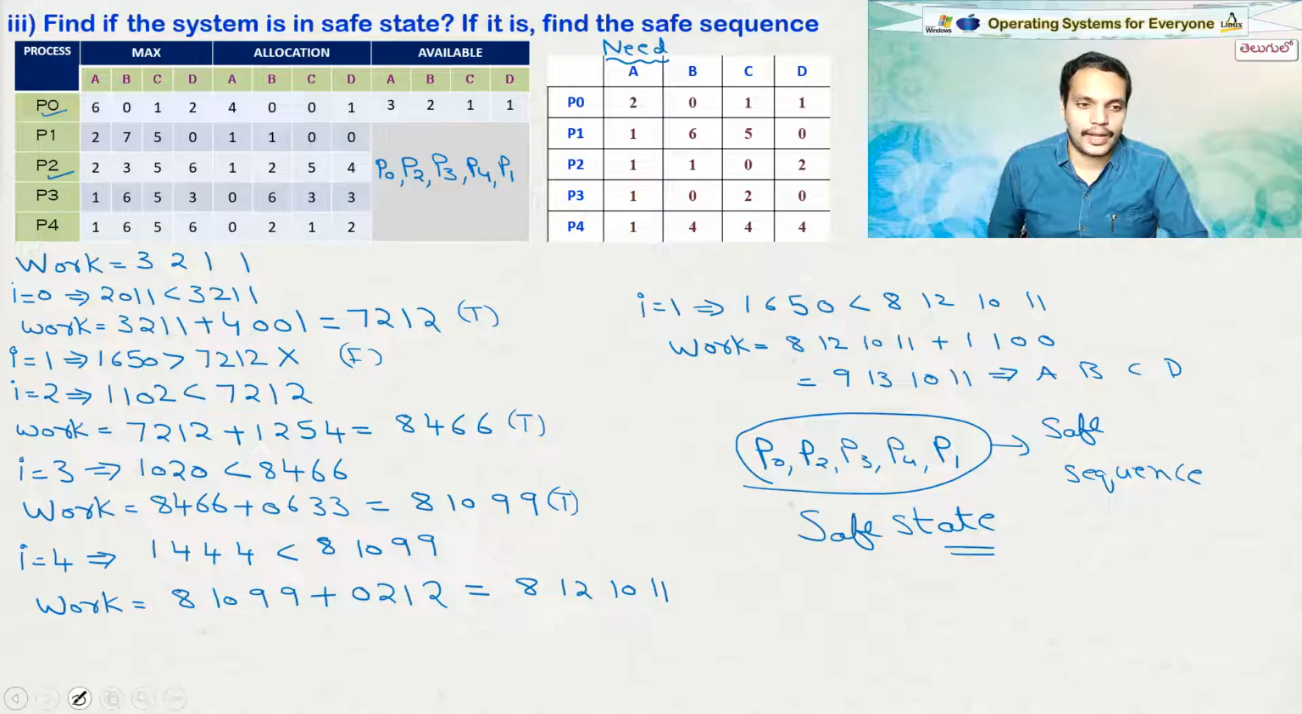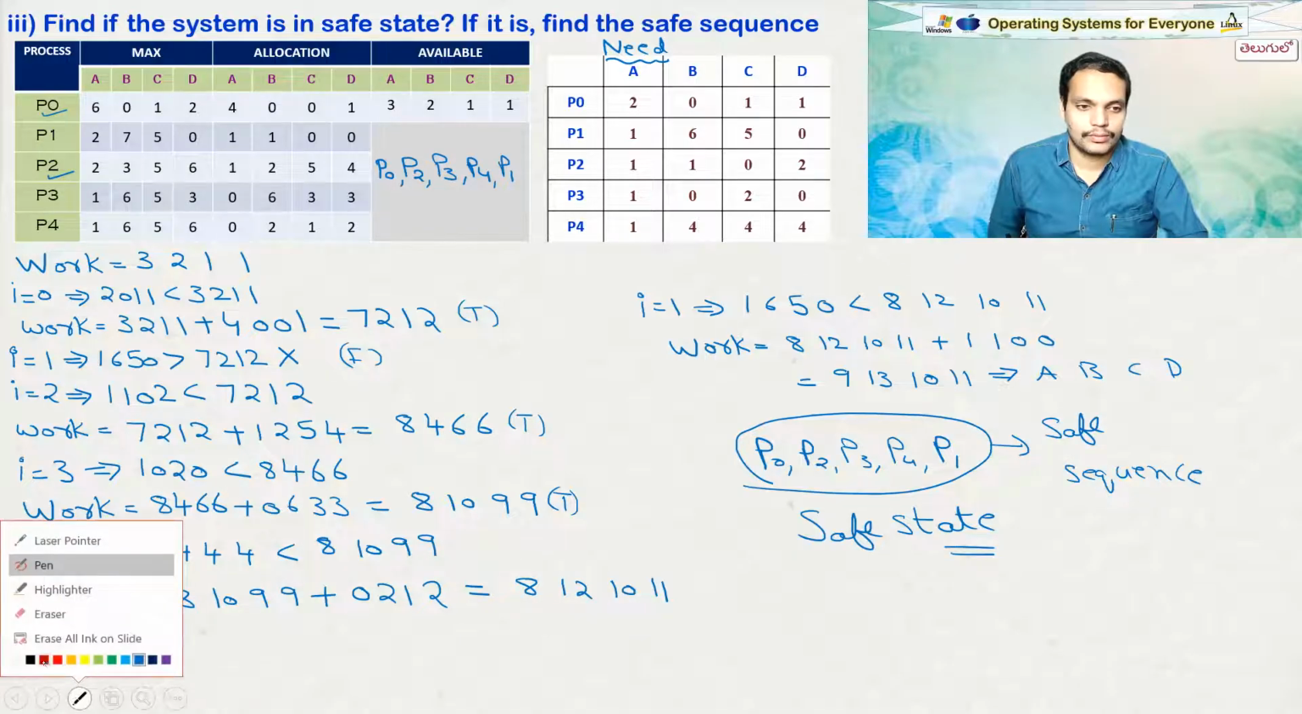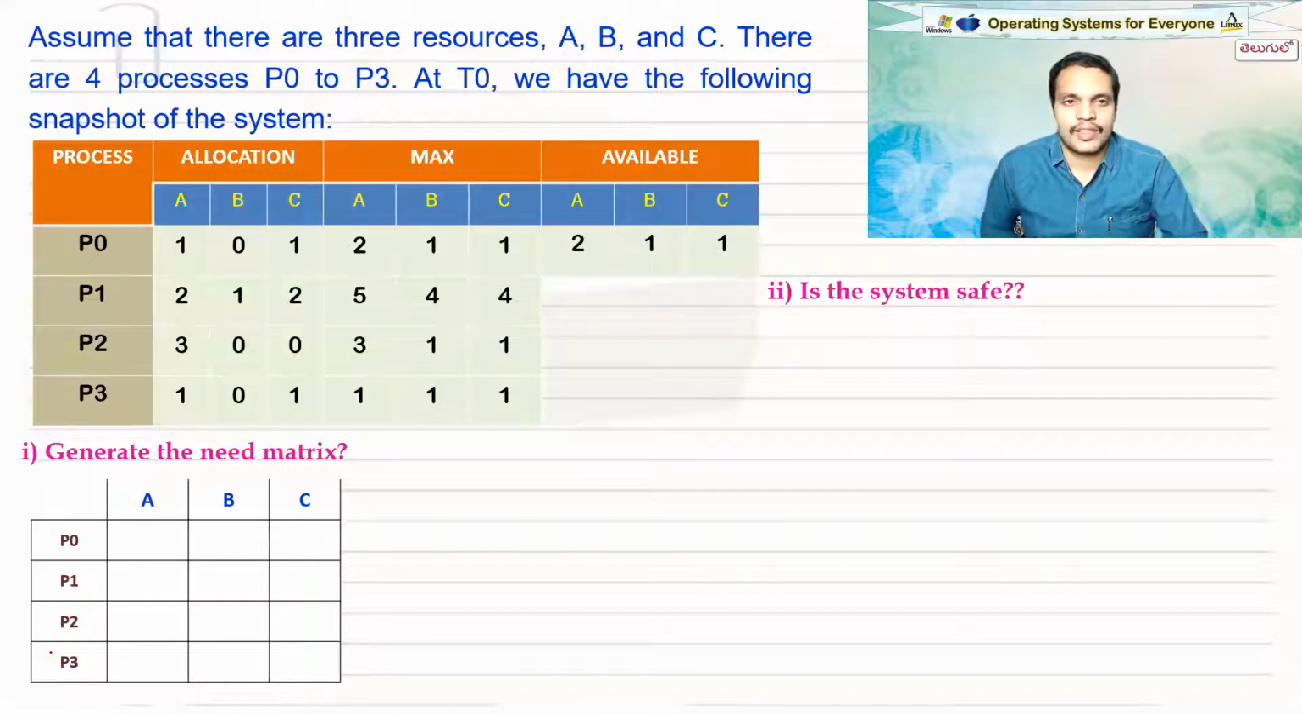Let us try another example. Assume that there are 3 resources A, B, and C. There are 4 processes P0, P1, P2, P3. At T0, we have the following snapshot of a system. So generate the need matrix.